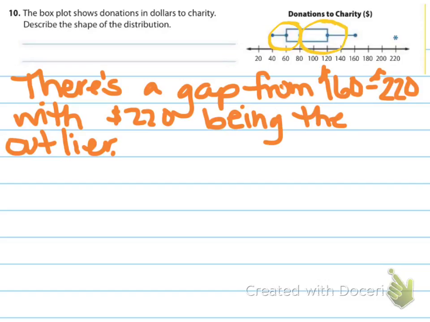Because remember, in a box plot, the closer your data values are, the more clustered they are, the smaller your whisker and your box will be. The more spread out they are, the larger your box and whisker will be. Okay.